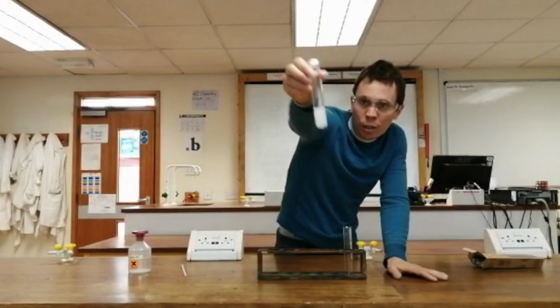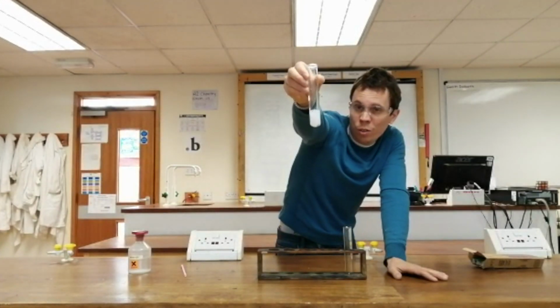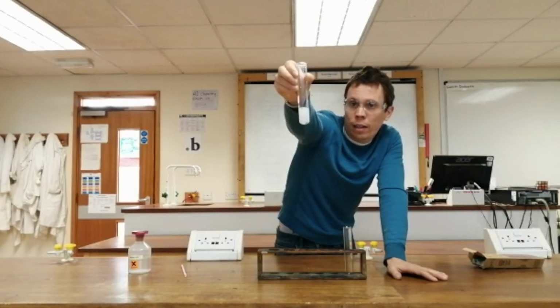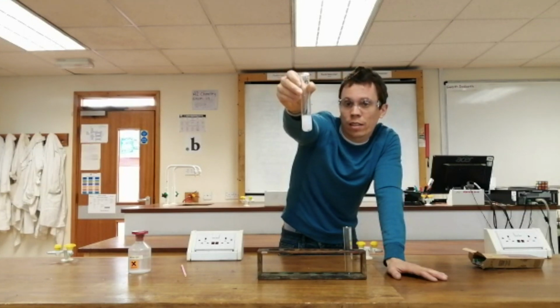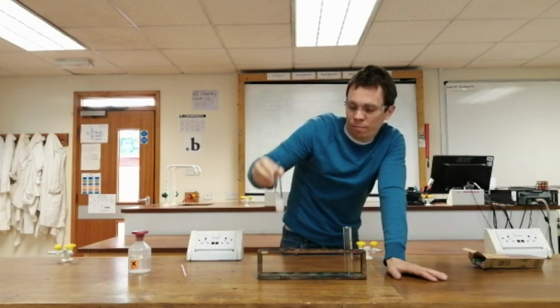When the carbon dioxide goes into the limewater, you can see the limewater goes milky, and that's because we've formed an insoluble precipitate, calcium carbonate.